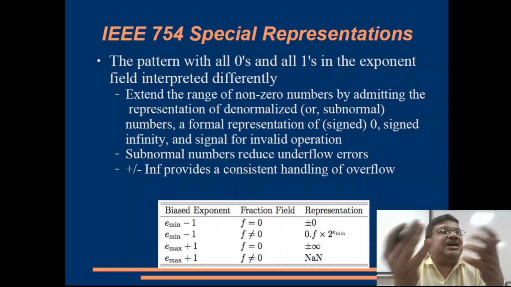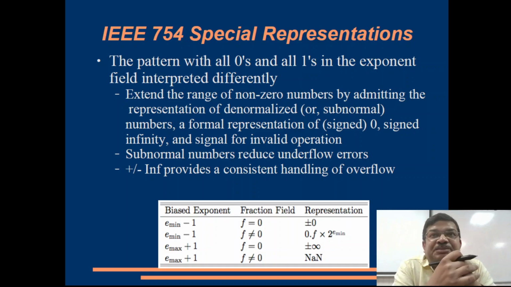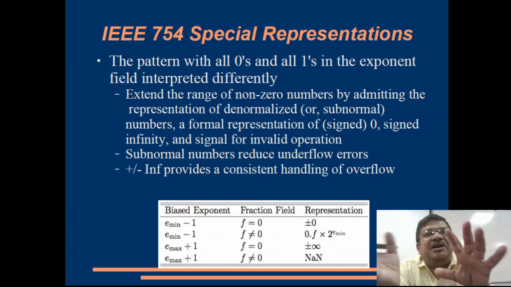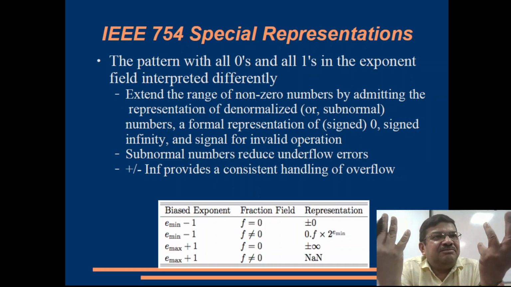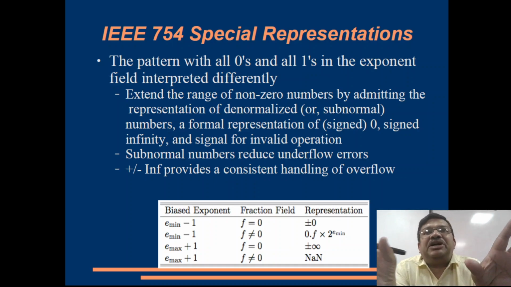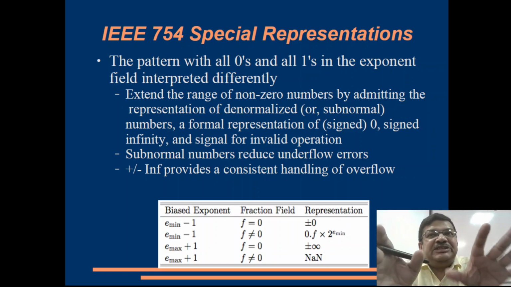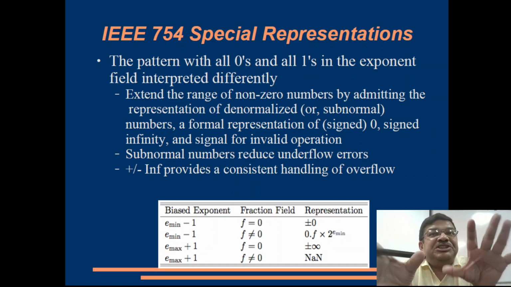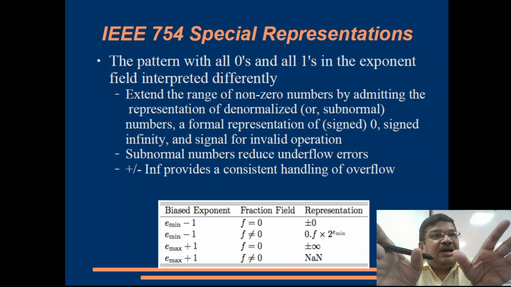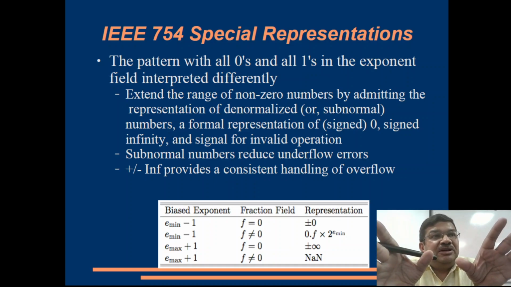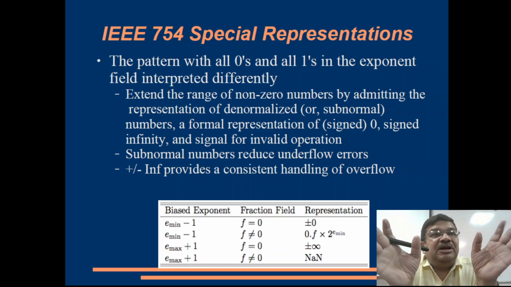Then that leaves us with another special representation, where all the exponent bits are 1 and the fractional bits are not identically 0. Some bits may be 0, some bits may be 1, or all may be 1, right? So it is not identically equal to 0. This bit pattern stands for again a special condition called not a number, NaN. NaN signals an invalid operation.